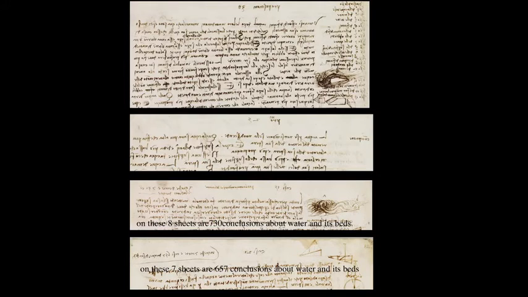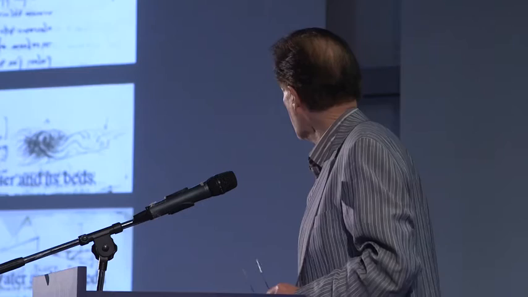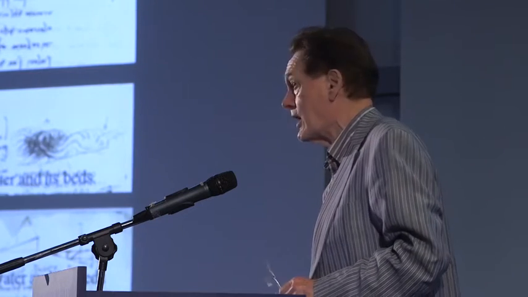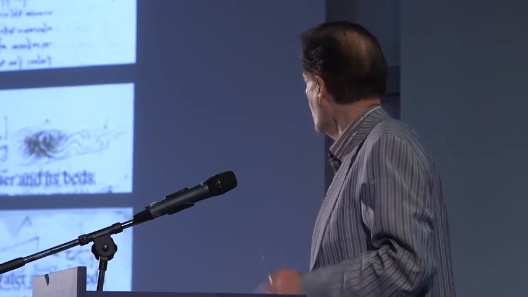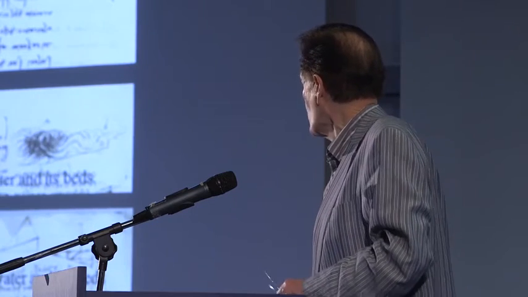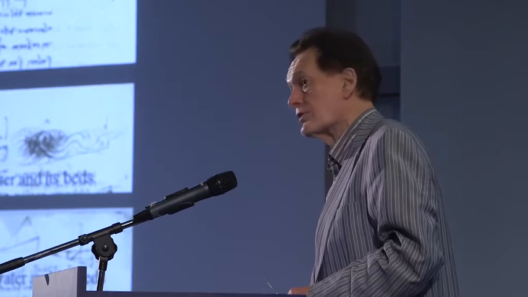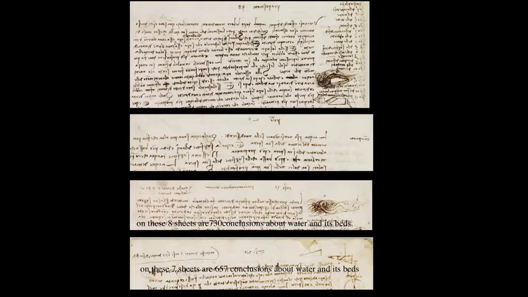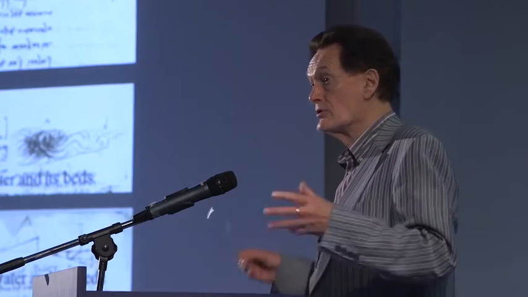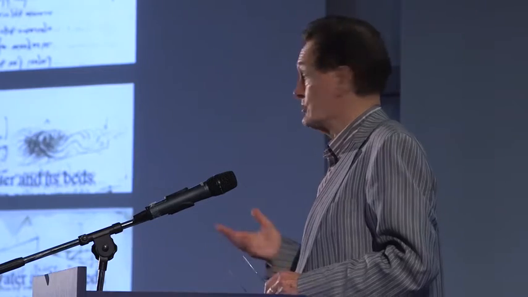Here you see their proposizioni listed at the top. The second page down, we've got conclusioni in the margin, written there in the margin. But then on these other two sheets, on these 8 sheets, are 730 conclusions about water and its beds. And on these 7 sheets are 657 conclusions about water and its beds. These are conclusioni, but they're also casi and so on.